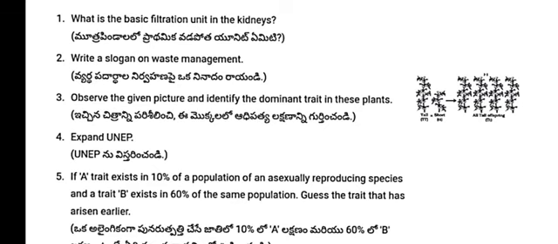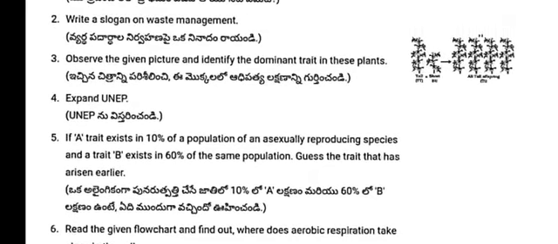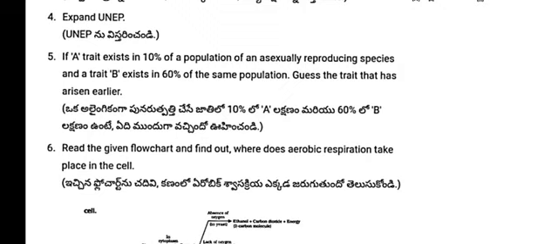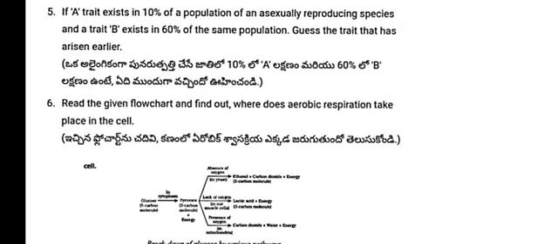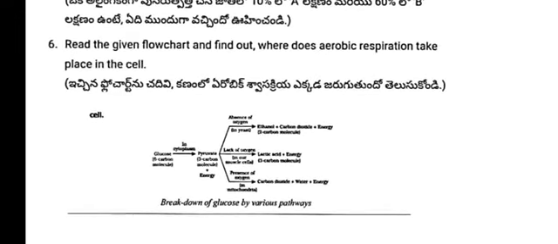1. What is the basic filtration unit in the kidneys? 2. Write a slogan on waste management. 3. Observe the given picture and identify the dominant trait in these plants. 4. Expand UNEP. 5. If a trait exists in 10% of a population of an asexually reproducing species and a trait P exists in 60% of the same population, guess the trait that has arisen earlier.